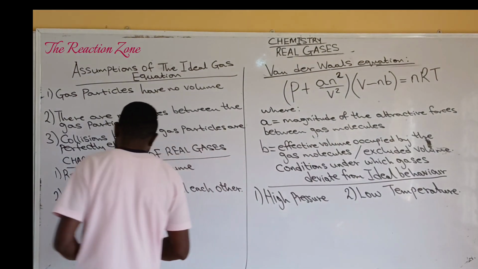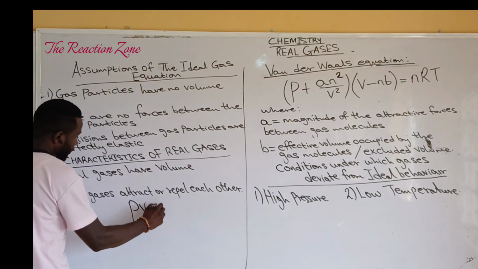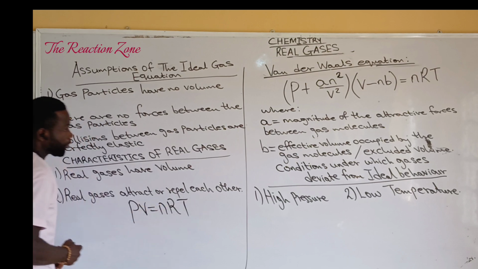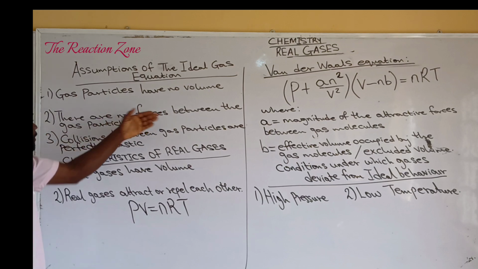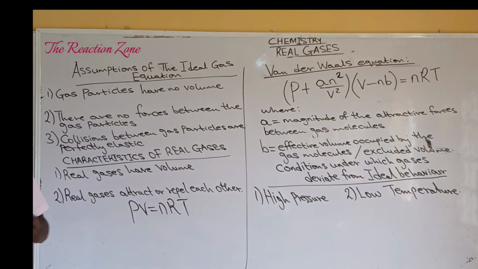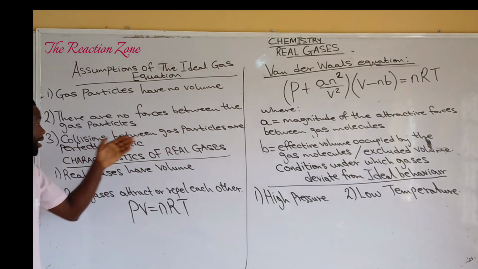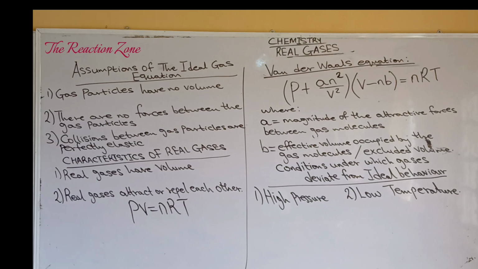The ideal gas equation is PV equals nRT, and it has the following assumptions. The first is that gas particles have no volume. The second is that there are no forces between the gas particles. In other words, there are no attractive forces or forces of repulsion between the particles of a gas. And the third one is that the collisions between gas particles are perfectly elastic.